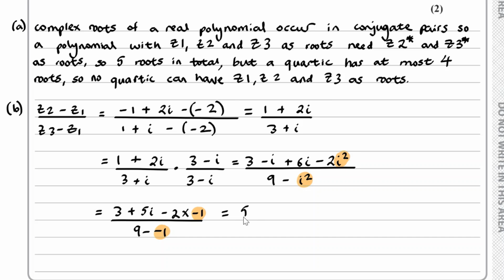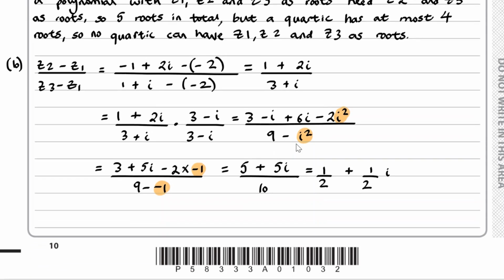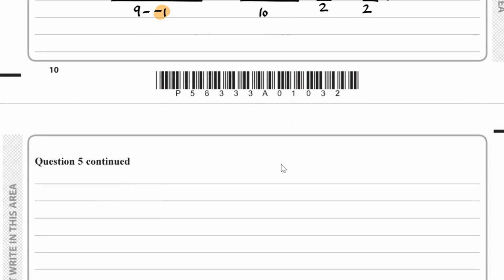So we have 5 plus 5i on the top. On the bottom we have 10. We can simplify this to 1/2 plus 1/2 i. That's what this is. And therefore we need to find the argument of this.